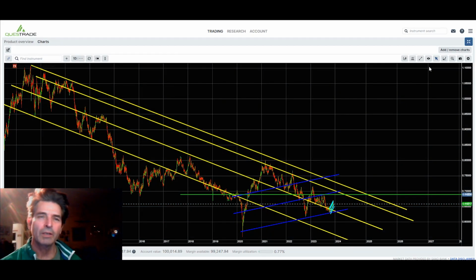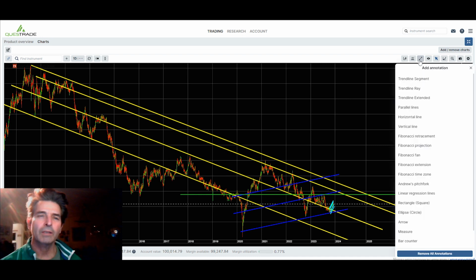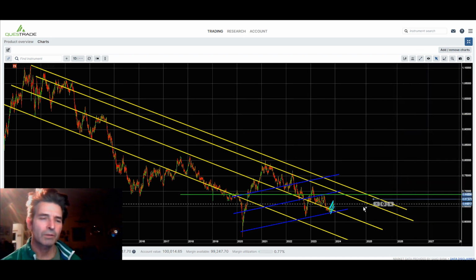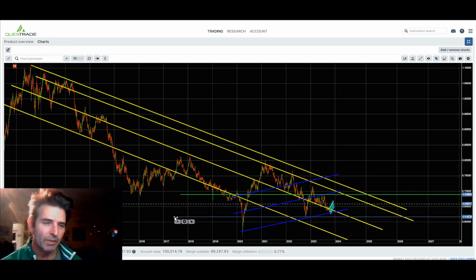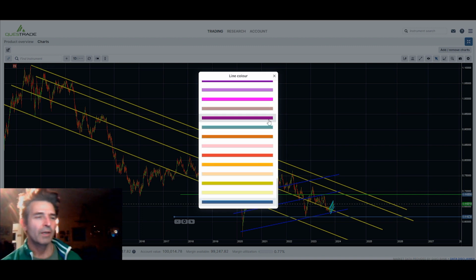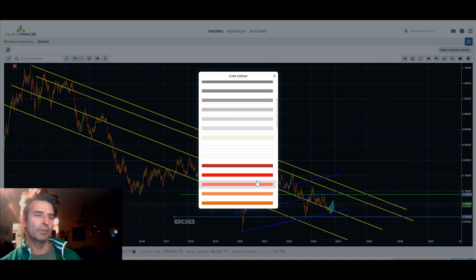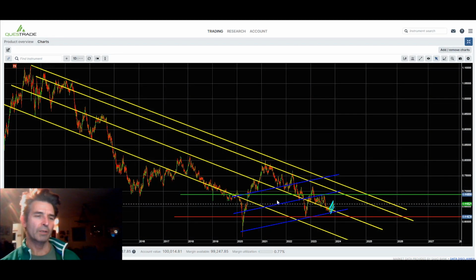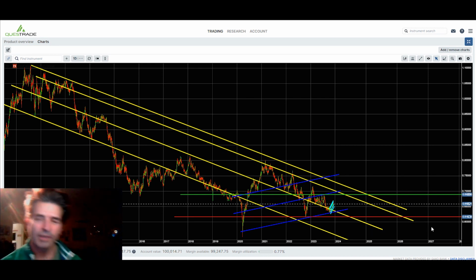Okay, and let us set now our stop line, horizontal line. And our stop would be outside the wave 3, right about there. Okay, 2 pixels, make that one red. Red for stop. Bada bing, bada boom, there. Okay, and here we are.